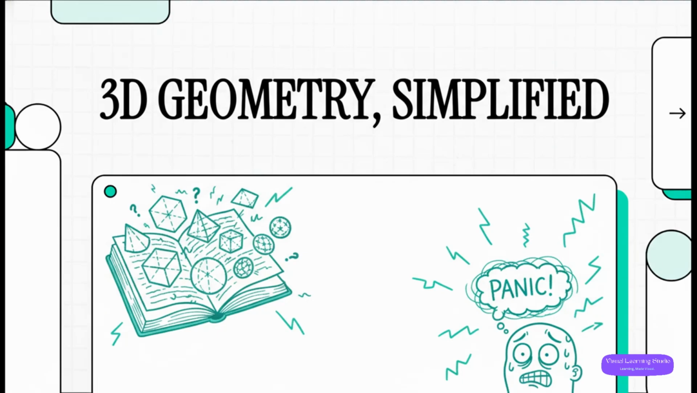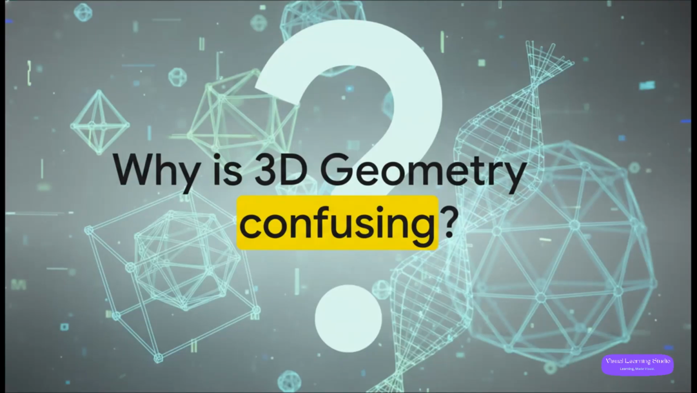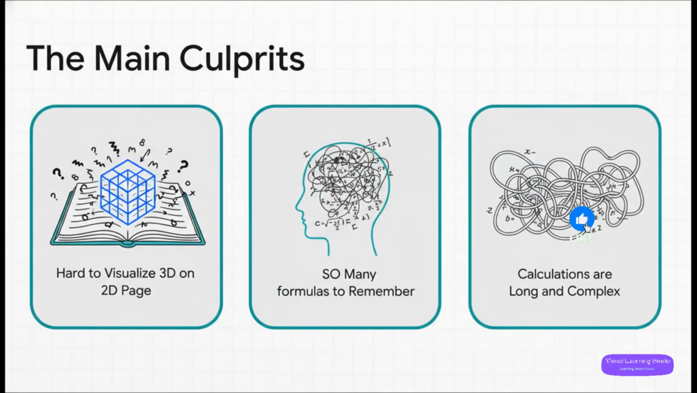You know that feeling? 3D geometry shows up in your math book and, yeah, panic mode. All right, let's get real. Why does it feel so confusing? What's the actual problem here? It pretty much boils down to this stuff. Sound familiar? Don't worry, you're not alone.